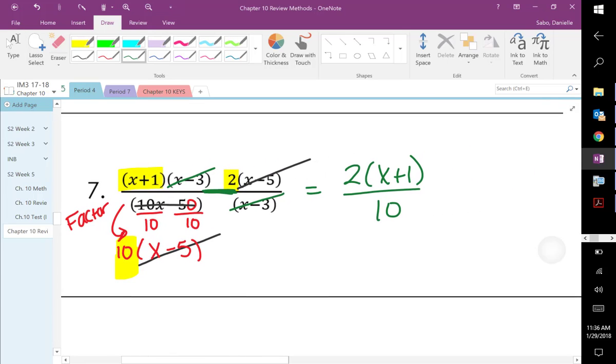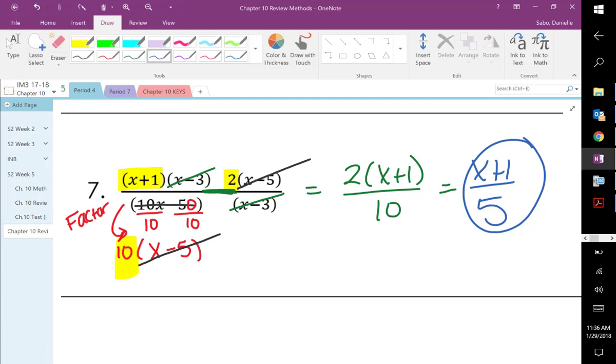Is there something else that might be able to simplify? Yeah, the bottom turns into 5, and here's why. 10 divided by 2 is 5, and it's on the bottom. And we're done. Okay, so it's just a bunch of simplifying, canceling things out that you can.